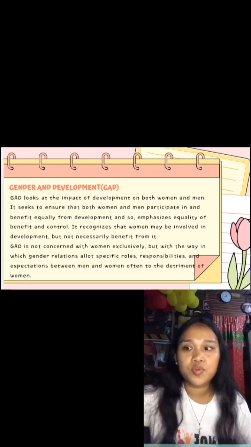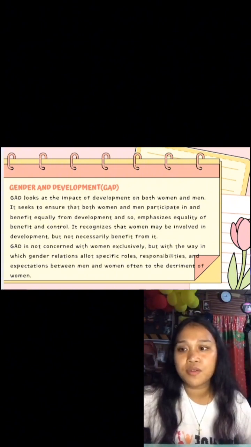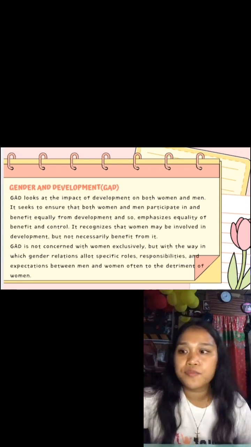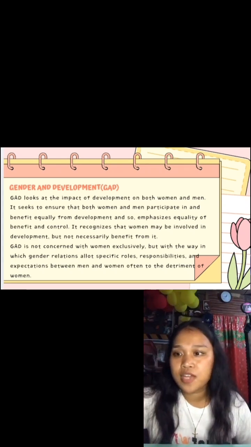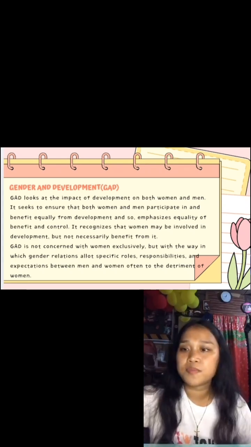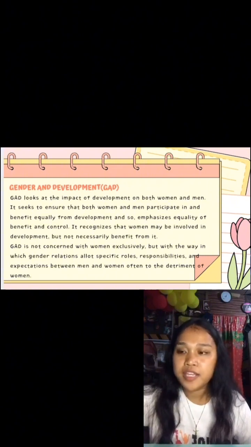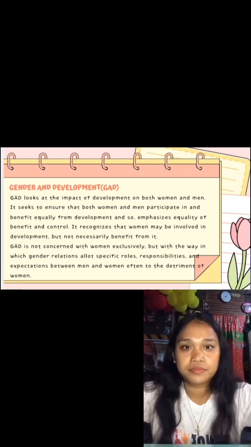It seeks to ensure that both women and men participate in and benefit equally from development, and so emphasizes equality of benefit and control. It recognizes that women may be involved in development but not necessarily benefit from it. GAD is not concerned with women exclusively, but with the way in which gender relations allot specific roles, responsibilities, and expectations between men and women, often to the detriment of women.